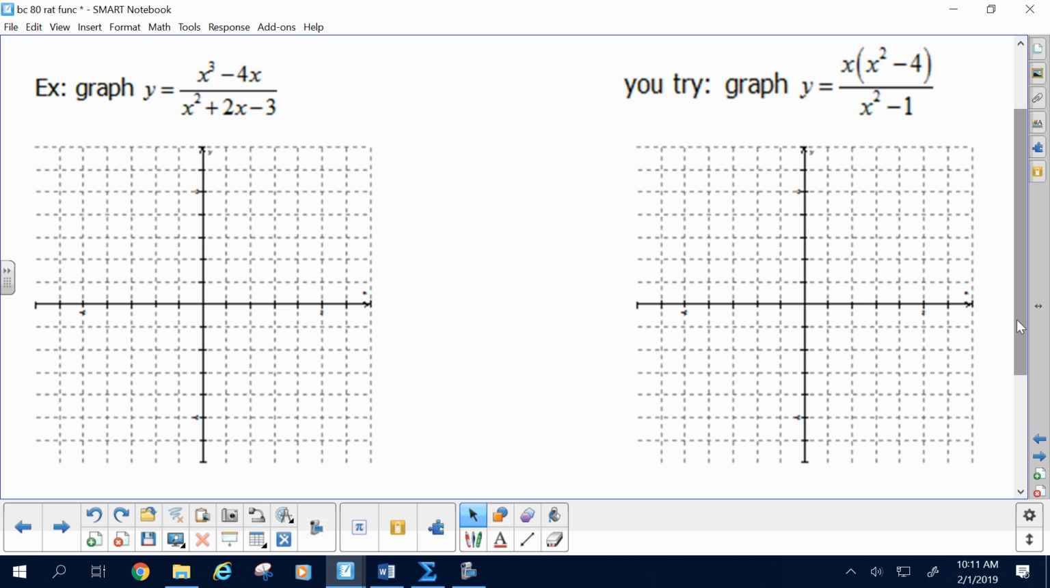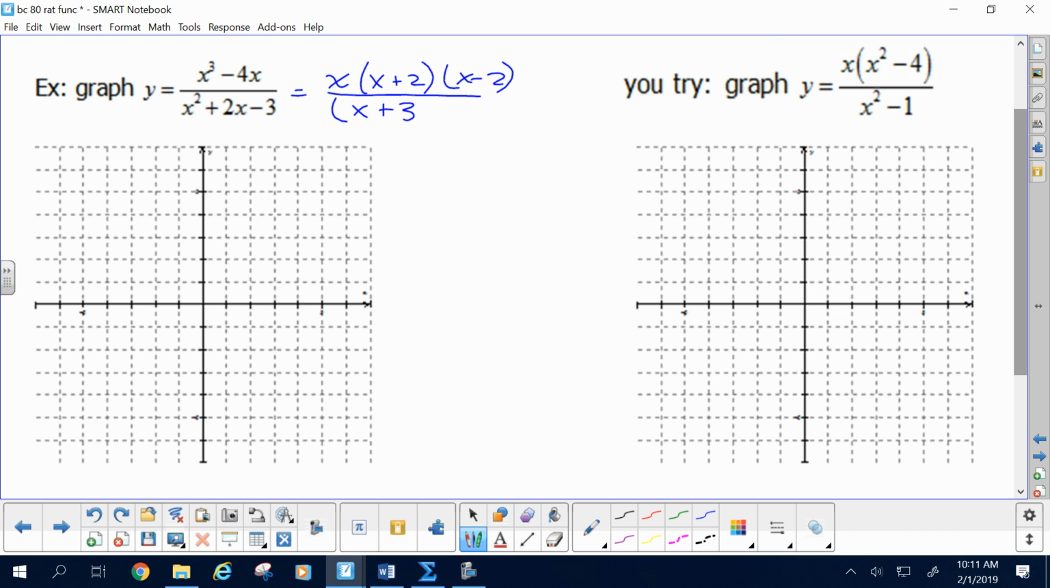Okay, so here we go. The graph here, how's it factored? X times x squared minus 4, or x plus 2, x minus 2, yeah? In the denominator, x plus 3, x minus 1. Are there any holes? No. Are there any x-intercepts? Yes. What are they? 0, 2, and negative 2.